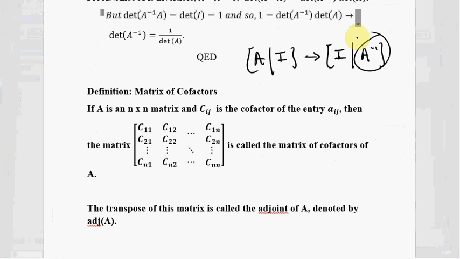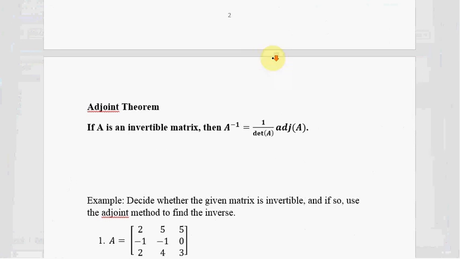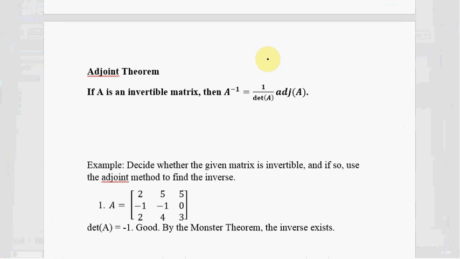Then later on we'll find out how you can solve a system by using determinants, and that's what Cramer's rule is all about. But let's look at this concept here. This is called the adjoint theorem. If A is invertible, then A inverse, the inverse of the matrix, is the adjoint of A divided by its determinant. Let's look at some examples.